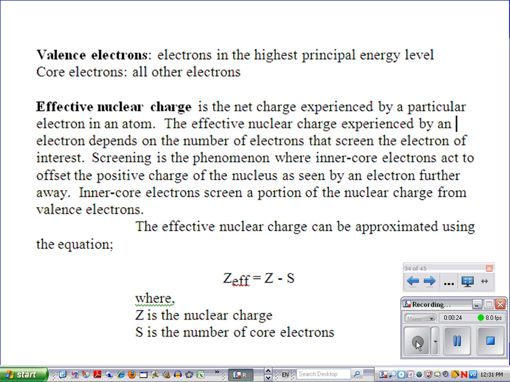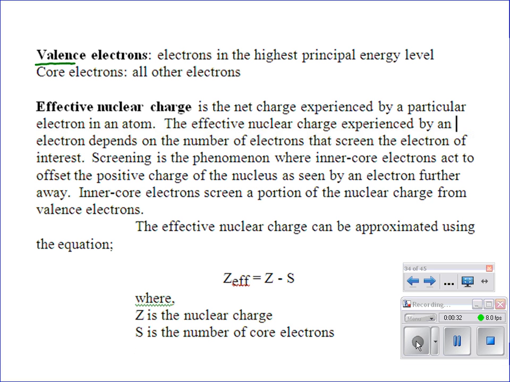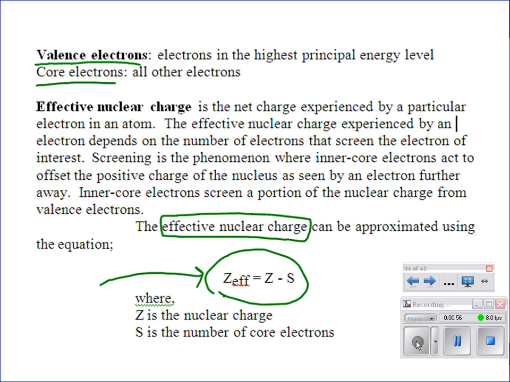So we started out yesterday talking about trends and their importance, and to understand trends you have to know your definition of both your valence and core electrons. Valence electrons being all the electrons on the outermost shell, and any other electron is going to be a core electron. We talked about the importance of effective nuclear charge. You do not need to necessarily know how to calculate it, but I will go through calculations on the next slide to show you how it may be applied. All that's important is you know that effective nuclear charge is basically synonymous with nuclear pull.